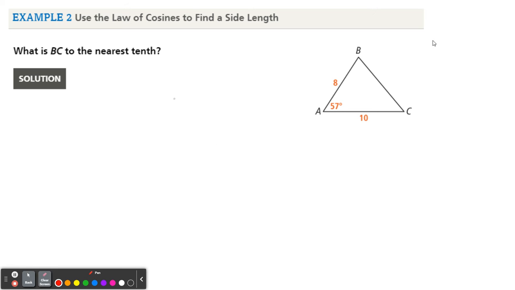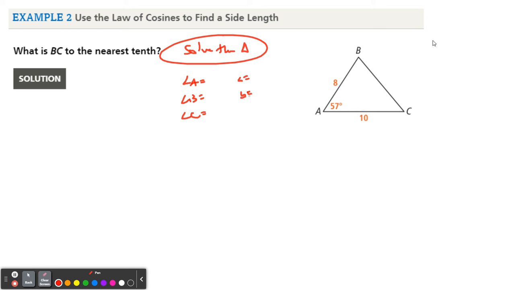So it says, what is BC to the nearest 10? We're not going to just find BC, we're going to solve the triangle. You're going to see that a lot in your problems today, so let's solve the triangle. That means we want to know what angle A is, what angle B is, what angle C is, what side A is, what side B is, what side C is. Right now we know angle A is 57 degrees, side B is 10, and side C is 8. So this is the side, angle, side case.